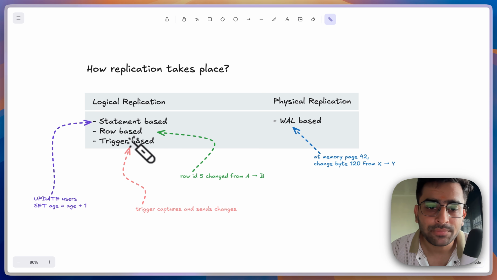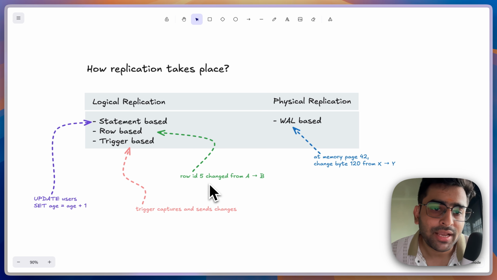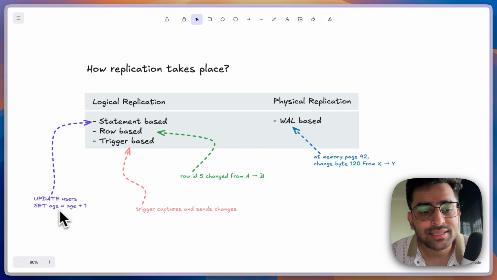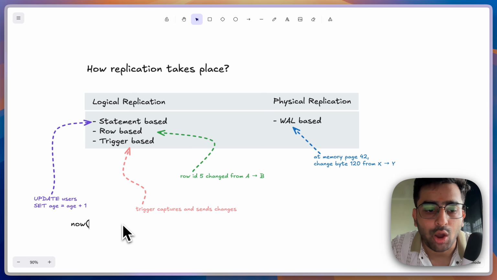Second is row based. In row based, you write what exactly has been changed on a specific row. This is how you would stream the update from leader to follower. Generally, row-based replication is used over statement-based replication. The reason is that statement-based replication has many non-deterministic functions. For example, one such function is now.